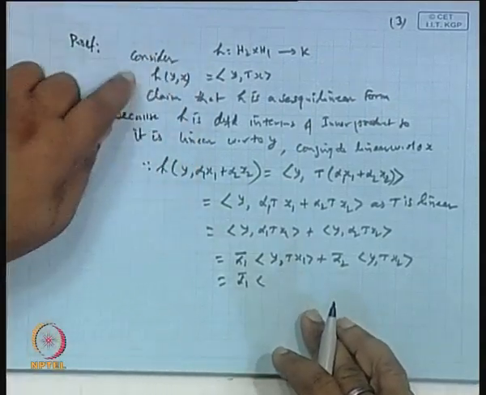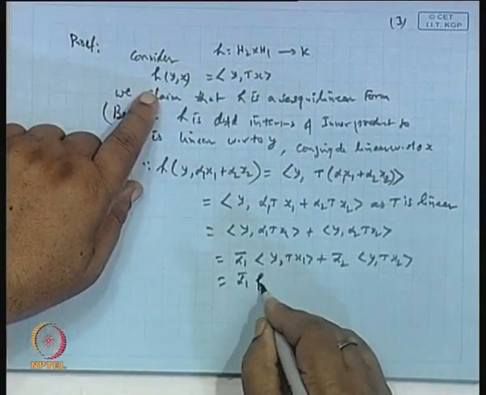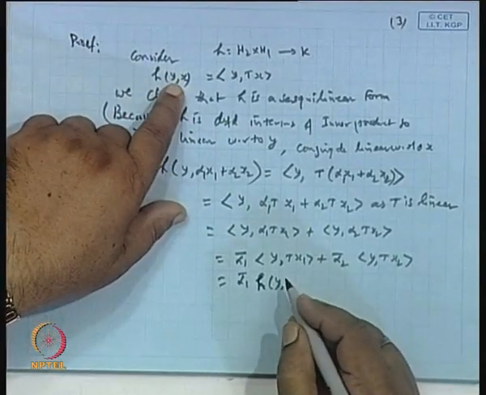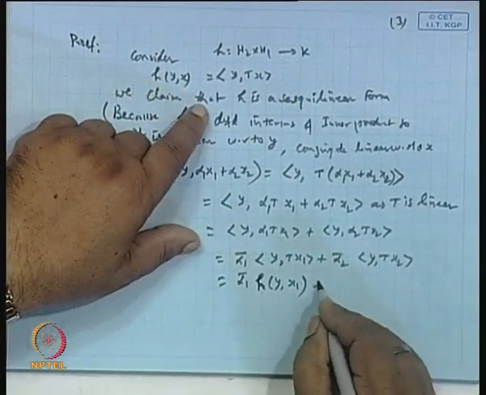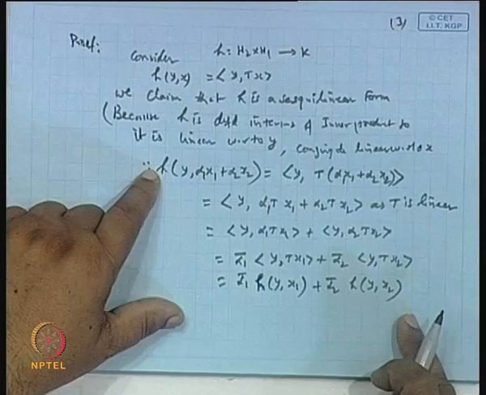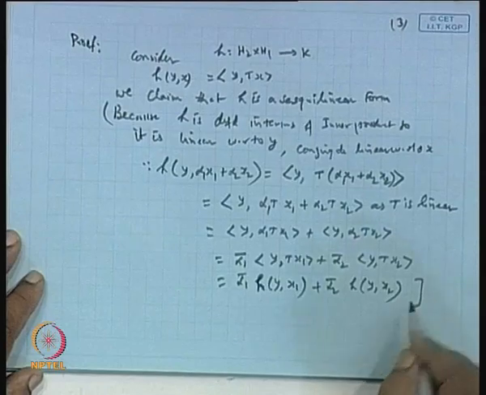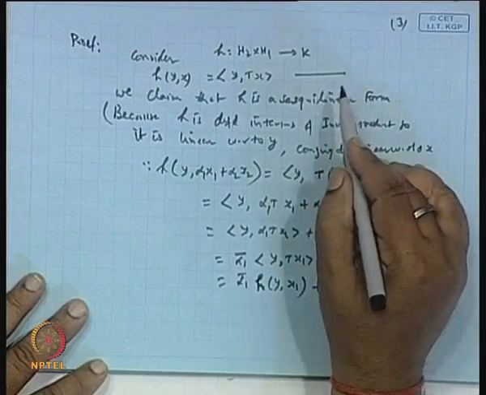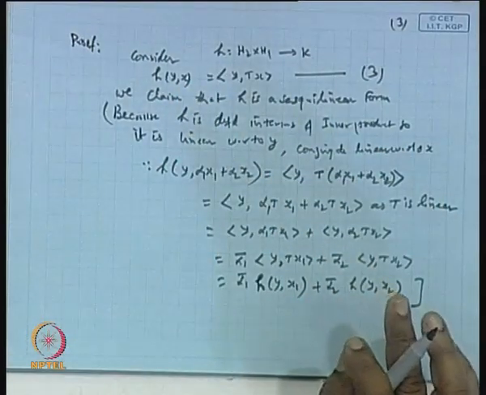and this can be written as alpha 1 bar. What is this? h of y, x is defined as (y, Tx), so this will come accordingly: h of y, x 1. Similarly, alpha 2 bar h of y, x 2. So, this shows that h is conjugate linear with respect to the second coordinate. Is it correct? So, h is a sesquilinear form. So, if I introduce this in this fashion, let it be say 3, then h becomes a sesquilinear form.